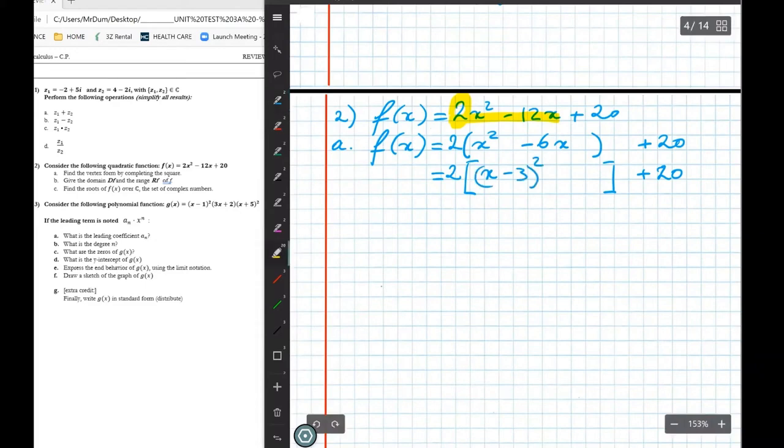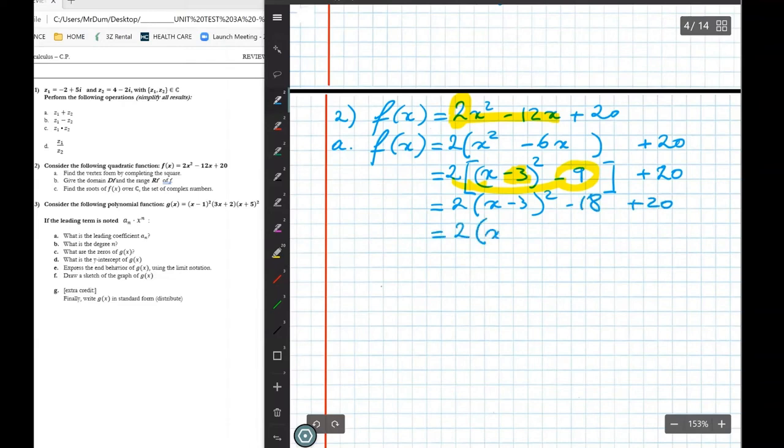But by doing so, I end up adding the square of negative 3. And to maintain the equality, I'm going to subtract this square. And the square of negative 3 is 9. So I'm going to subtract 9. Then I'm going to redistribute a. So I will have 2 times x minus 3 squared. And 2 times negative 9 is negative 18.